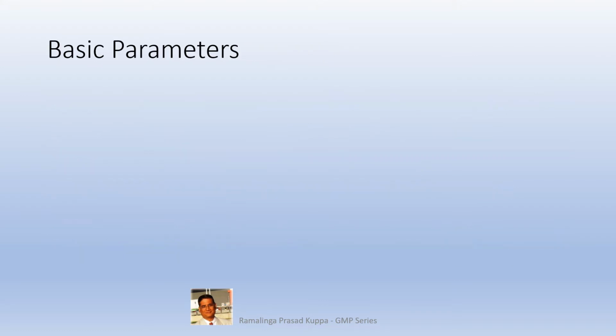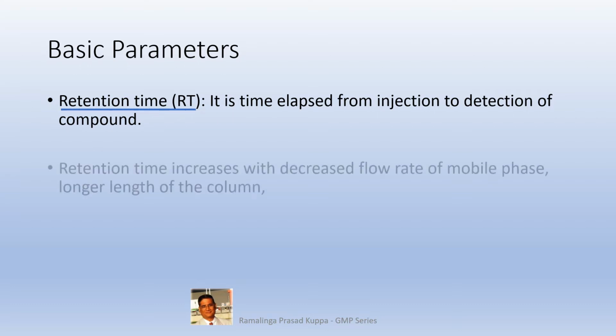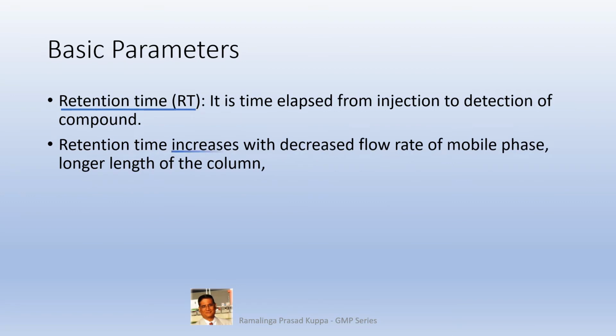Let us see basic parameters. Retention time. It is the time elapsed from injection to detection of the compound. This is measured in minutes. Retention time increases with decreased flow rate of mobile phase and longer length of the column. Peak retention time increases as the flow of mobile phase decreases. The mobile phase separates the components slowly and hence it takes more time for elution.